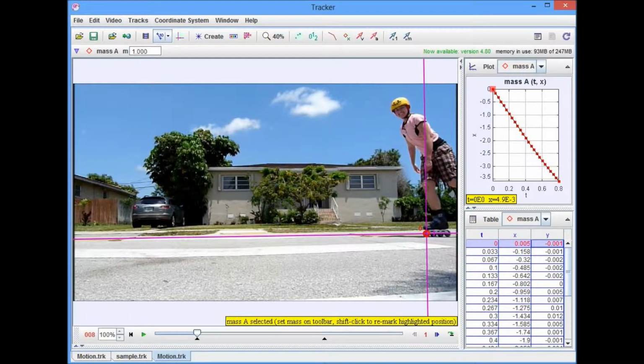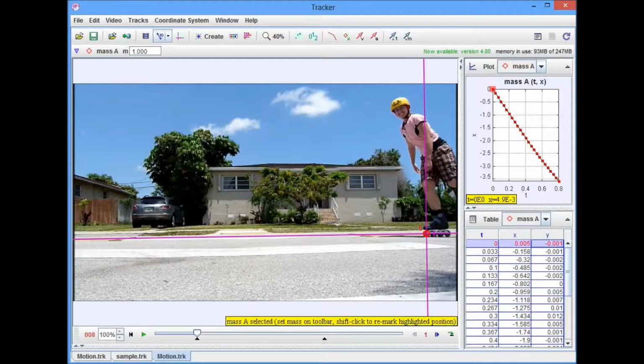This is a screenshot of my analysis of the video in Tracker. I have selected the front wheel of the right foot as my object, and I've placed the origin of the axis on that wheel, and I tilted the axis by 1 degree to account for the trajectory of the motion. I have then tracked the center of the front wheel throughout the video.